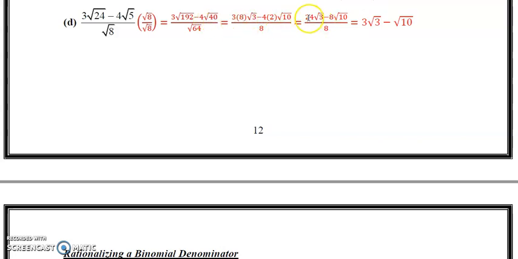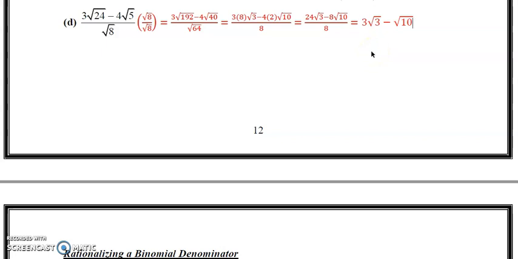So we got 3 times 8 is 24 root 3 divided by 8. That's where the 3 root 3 comes into play. And then we got the minus 8 root 10 divided by 8, and that's where the 1 comes in. There's no number here. You don't need a 1. You can put it in if you want, but it's not necessary. Root 10, there's your final answer. And again, you can check those on a calculator. I do recommend you give those a check. It doesn't hurt.